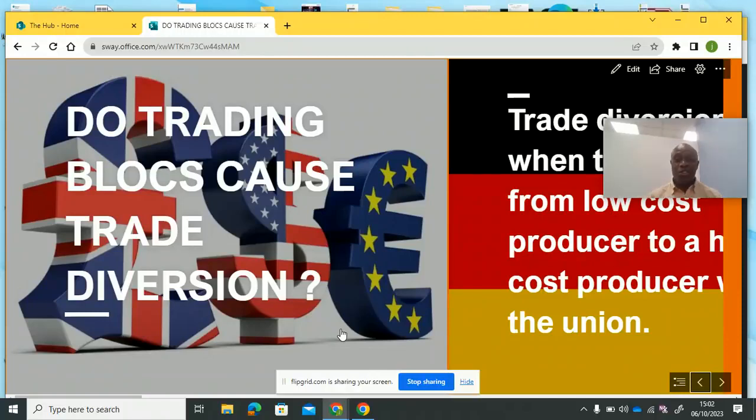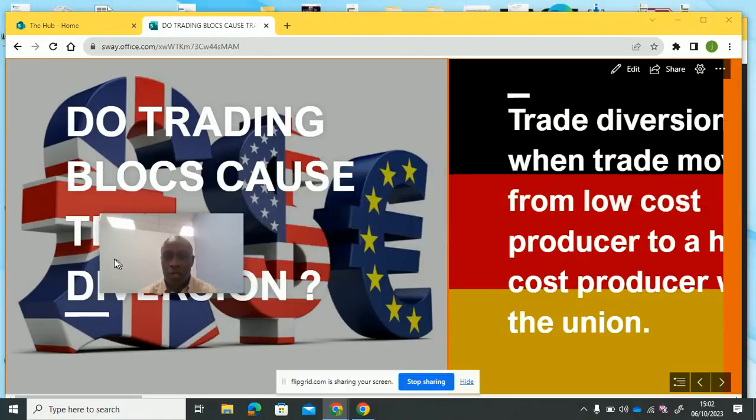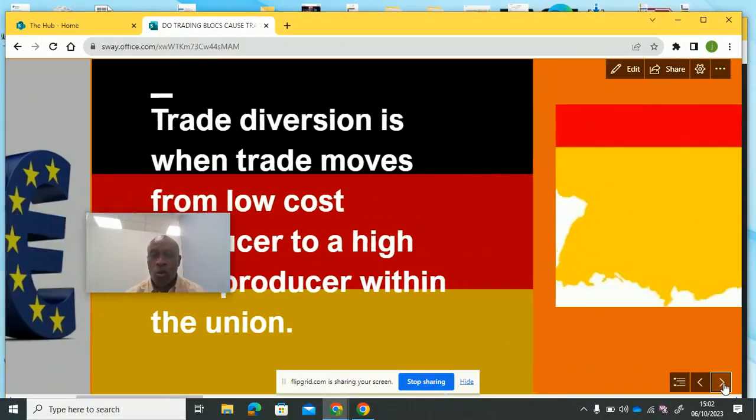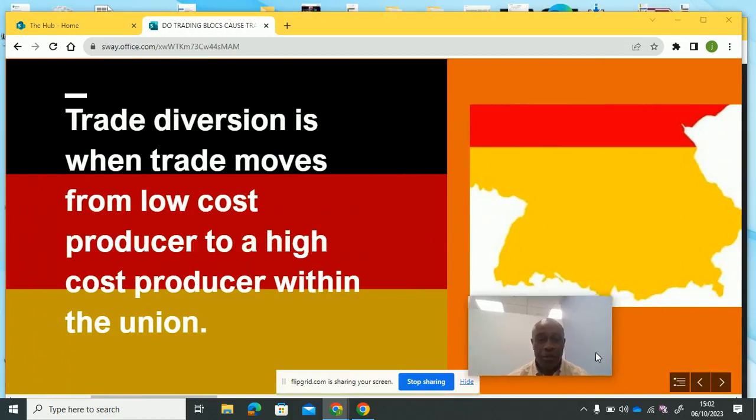Quick economics on trade diversion. The question is, do trading blocks cause trade diversion? So what we're going to do is straight away define what is trade diversion and give you a practical example.